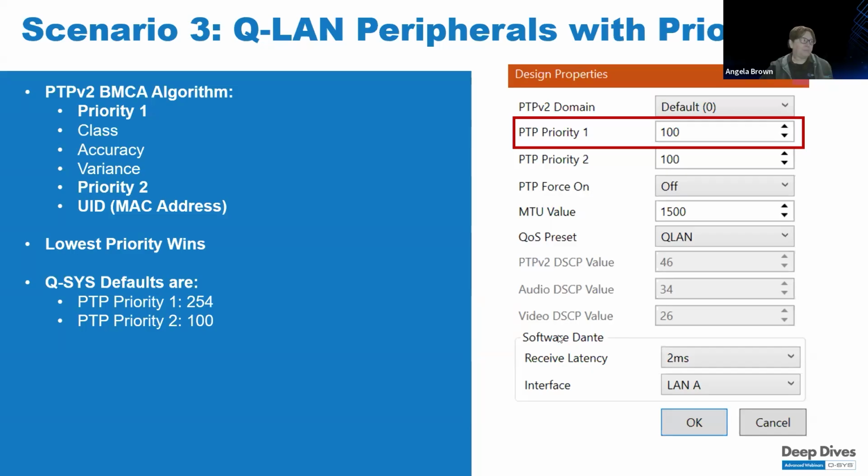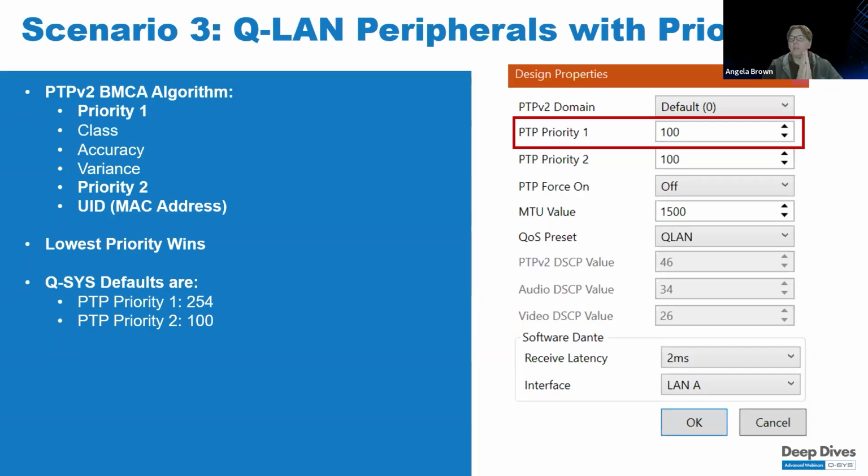Q-SYS defaults: PTP priority 1 is 254. PTP priority 2 is 100. Interesting note, all Q-LAN peripherals always have, out of the box, a PTP priority 1 value of 255. We do that so that at no point will the peripheral win a clock election over a core.